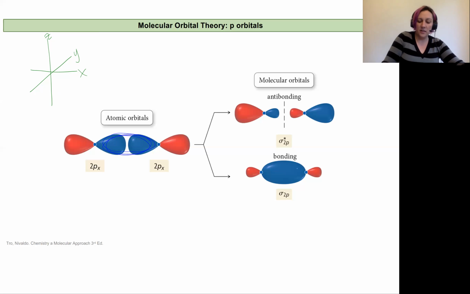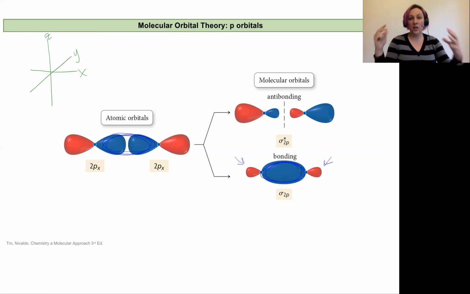When these come together head on, they're going to have overlap right here if there's constructive interference, and so this part is going to get really large. It's still going to have these out of phase areas that aren't overlapping with one another, but they'll be small compared to those overlapping lobes of the p orbitals. And because they're coming head on, that creates a sigma style bond.